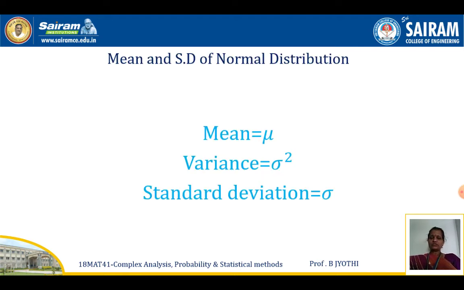Next, coming to the mean and standard deviation of the normal distribution, we don't have to do the derivation part, we just need to remember the formula for mean, variance and standard deviation. Mean is given by mu, variance is given by sigma square, and the standard deviation is sigma.